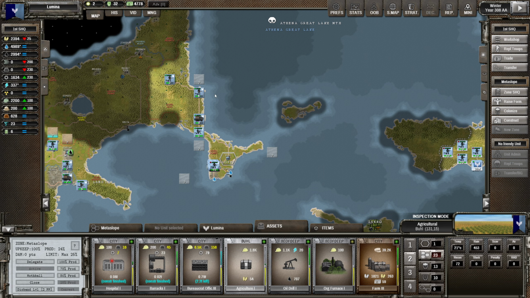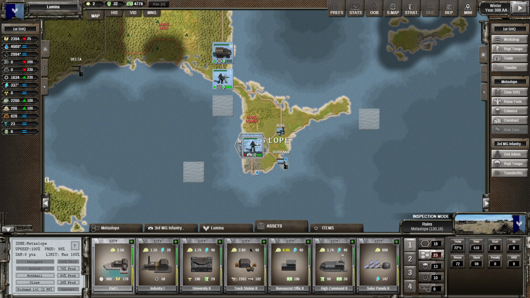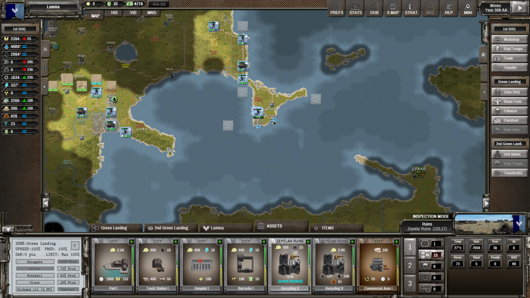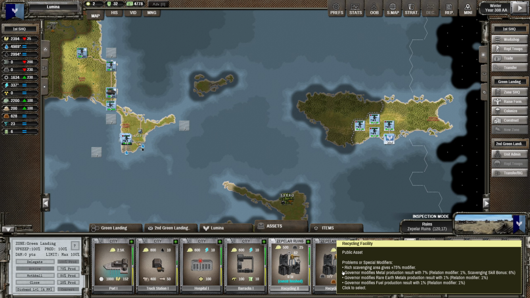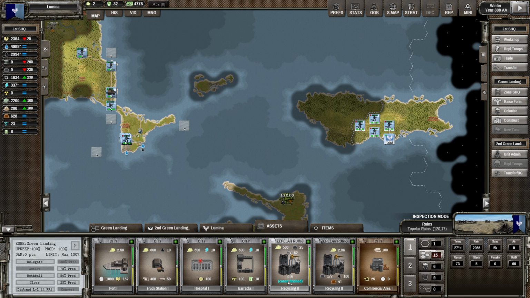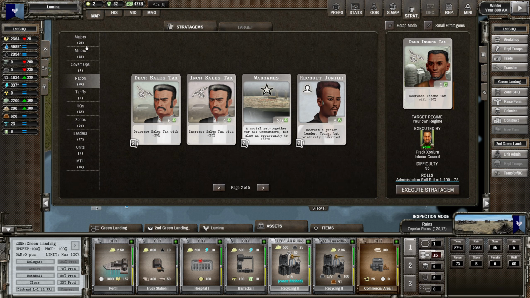I will just very briefly talk about bureaucratic points now, since I made that mistake and got confused. Bureaucratic points are generated by workers working in bureaucratic buildings, which you will build in your cities. Bureaucratic points are really important because the more bureaucratic points you have, generally speaking, the more output you will get from the various councils. The councils do different things. They generate stratagems.